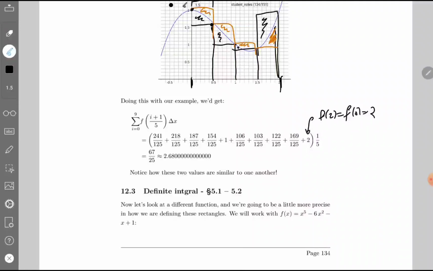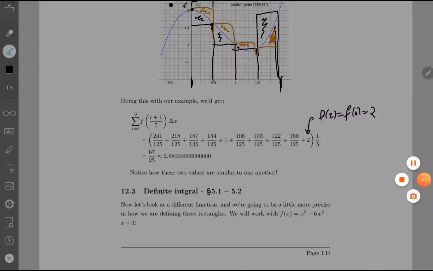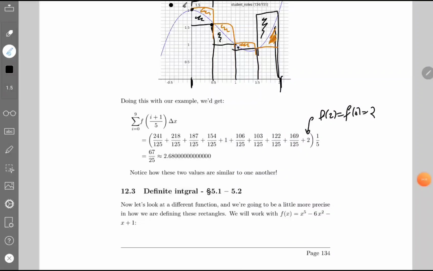What time is it? How long has it been? It's been 25. You did 5, so 30. 10, 20 more minutes. Okay.